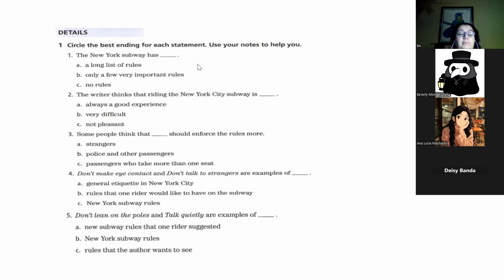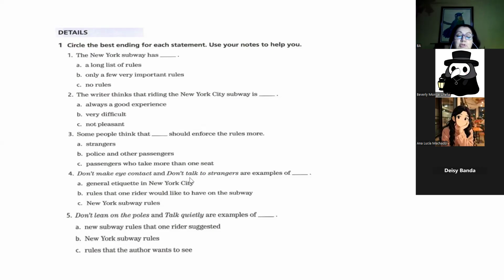Now, circle the best ending for each statement. Use your notes to help you. The New York subway has a long list of rules, only a few very important rules, no rules. A long list of rules. The writer thinks that riding in the New York City subway is always a good experience, very difficult, not pleasant. Not pleasant. Some people think that police should enforce the rules more. Strangers, police, and other passengers who take more than one seat. Police and other passengers.